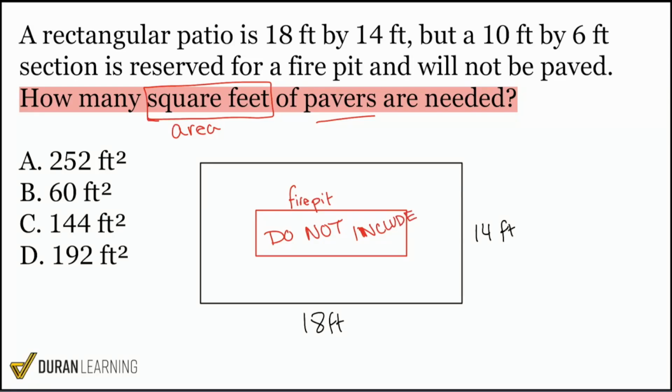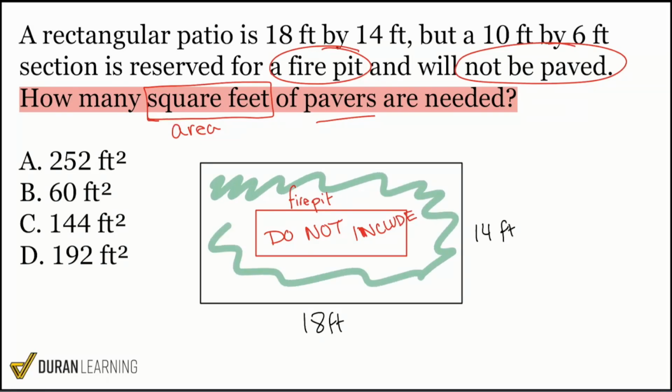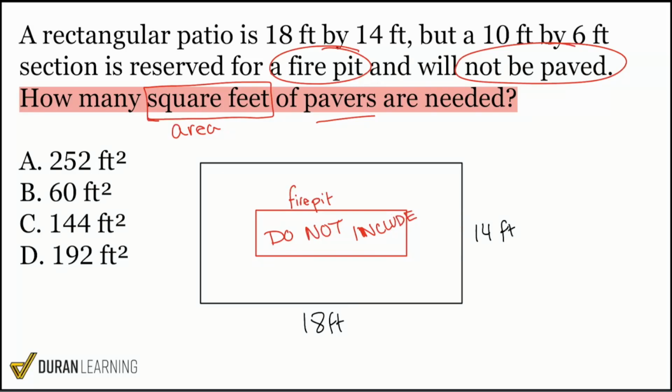The reason is mentioned right here: the fire pit will not be paved. So I only want this area here. This is all I want. I do not want that. So what I'm going to do is find the area of my patio, which is 14 times 18, and then subtract the fire pit. That's the big game plan: find the big area and take out what we don't need, which is the fire pit's area. So let's go ahead and do that.